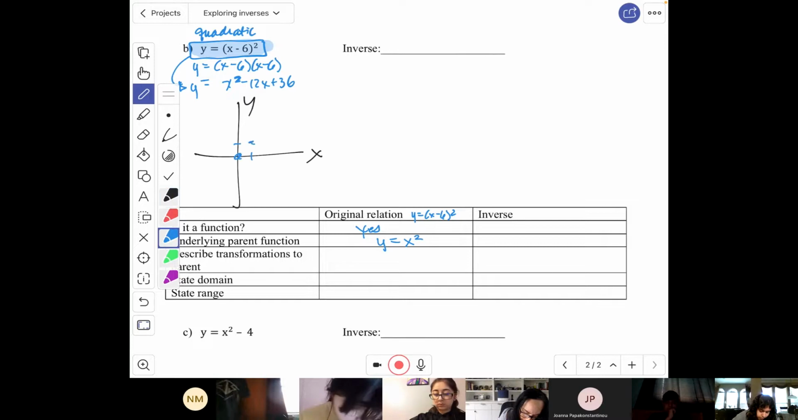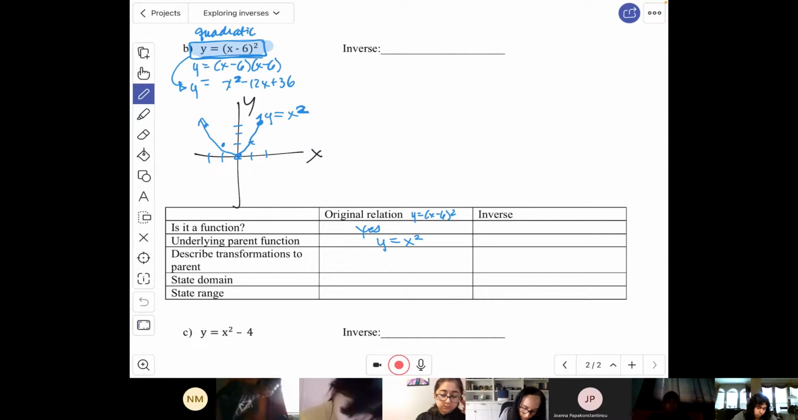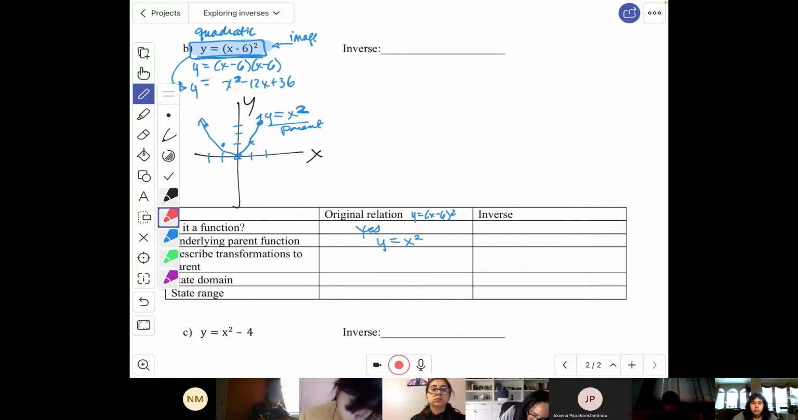So I could plot points if I really wanted to: 1, 2, 3, 4. There's my parent, y equals x squared, the parent quadratic function. That is the underlying parent function to this one. Now, describe the transformation made to this parent to get that image, to get this resulting function. What did we do? In other words, what did that -6 do to the parent?